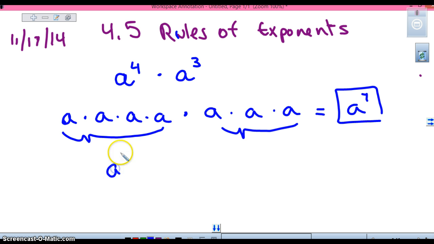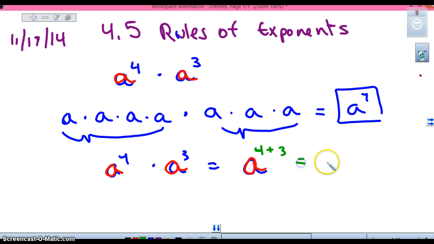So in other words, a to the fourth power times a to the third power. When we're multiplying powers with the same base, in this case the base of this power is a, and this power is a. When we're multiplying exponents with the same base, we have to add the exponents. A to the seventh power.